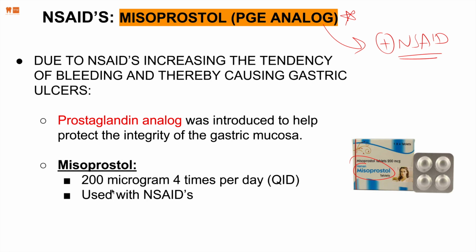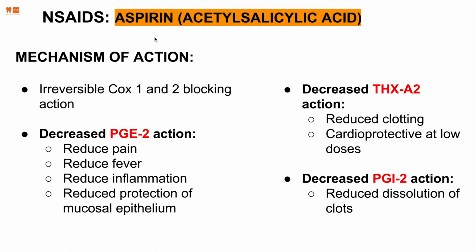So misoprostol has a dosage of 200 micrograms 4 times per day, or QID, used with NSAIDs. Just a little fun fact. Let's talk about aspirin, acetylsalicylic acid, in a little bit more detail. Normally we refer to it as ASA. What's the mechanism of action? Well, we know it's irreversible COX-1 and COX-2 blocking action.